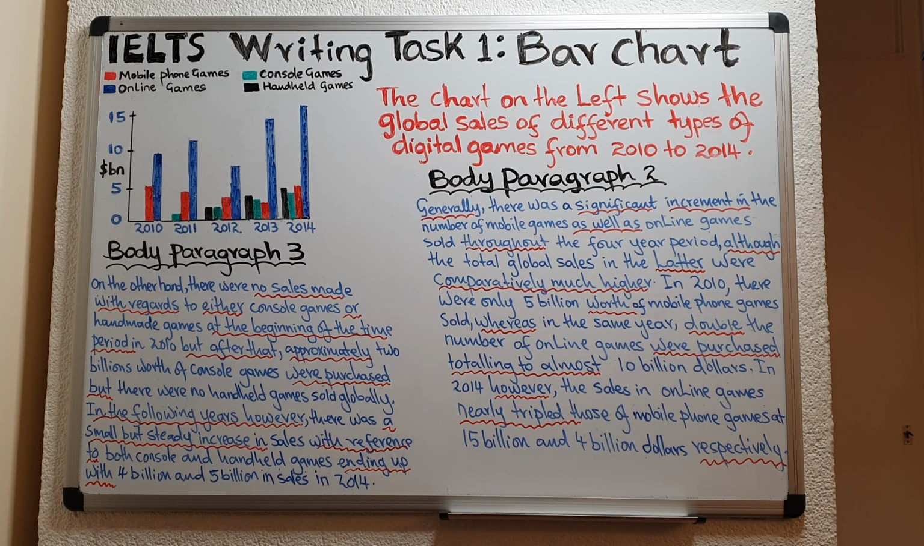Okay? In the following years, however, there was a small, very small, but steady increase in sales with reference to console and handheld games, ending up with 4 billion and 5 billion in sales in 2014. So what I have done in the whole of body paragraph 3 is begin with a similarity, and then I started writing about the differences. The same thing I did with body paragraph 2. I began with similarities and then I ended up with differences.